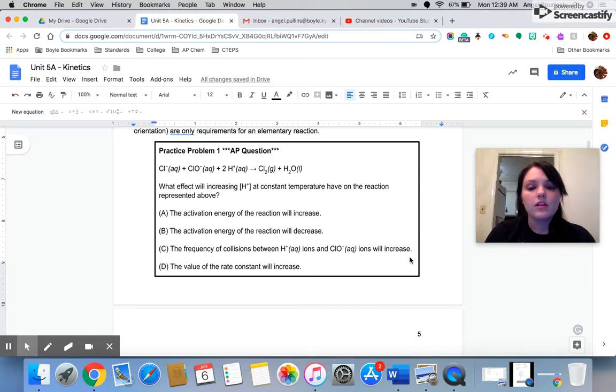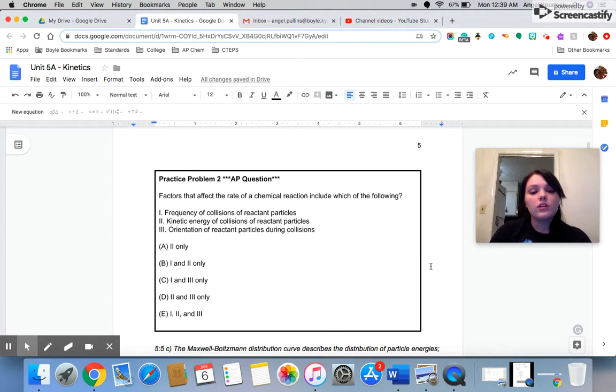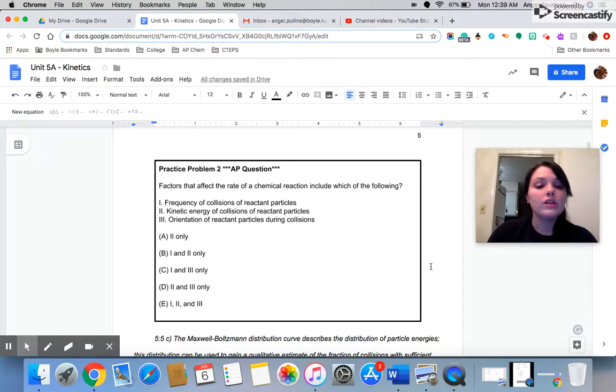Okay? All right. Question 2 says factors that affect the rate of a chemical reaction include which of the following? And it gives you 3 options. Frequency of collisions of reactant particles, kinetic energy of collisions of reactant particles, or orientation of reactant particles during collisions. Well, the fact is, all 3 of those affect the reaction rate. Those are the 3 requirements based on collision theory. So E is the correct answer here. The frequency of collisions that occur, the energy of those collisions, and the orientation of those particles. All of them affect your reaction rate.